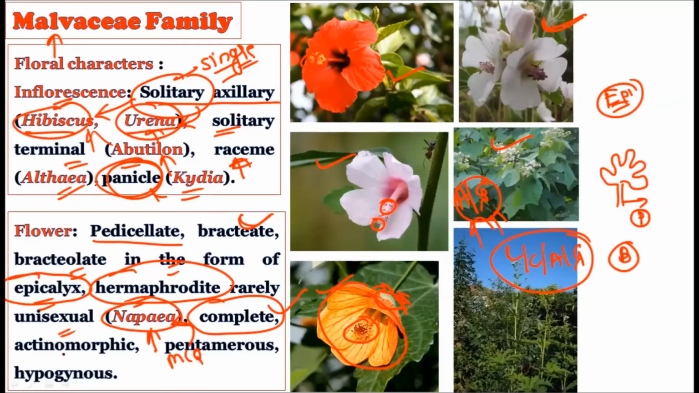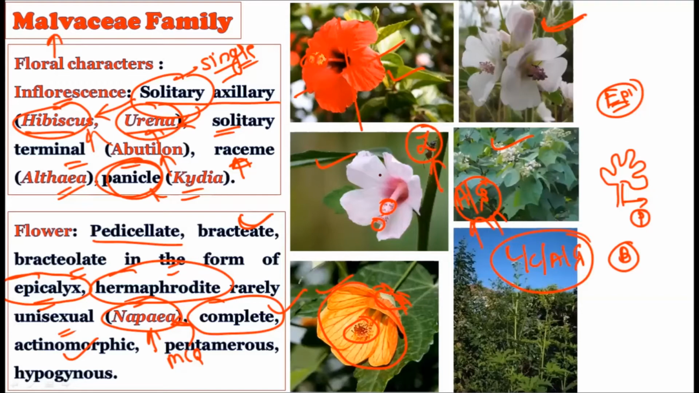Okay, the flowers are actinomorphic, that is, the flowers can be cut into two equal halves from any plane, right? See, in the Fabaceae family we have observed mostly zygomorphous flowers, which can be cut into two equal halves from only one plane.